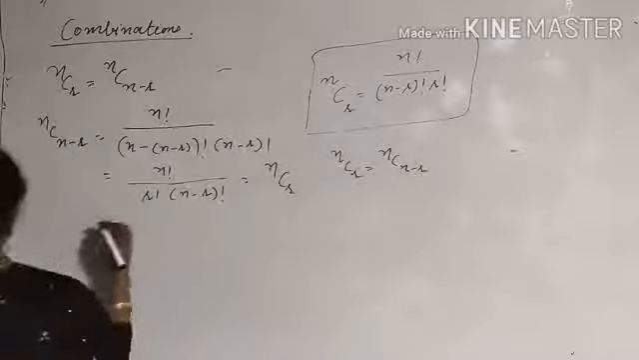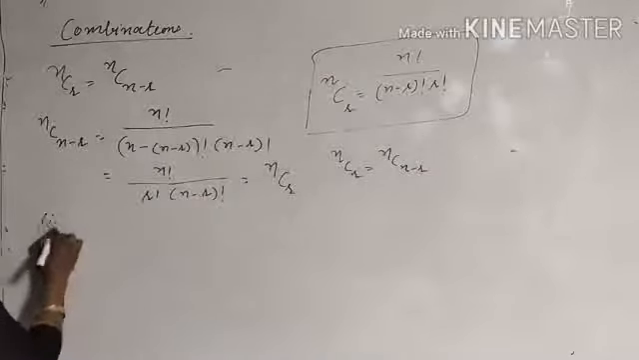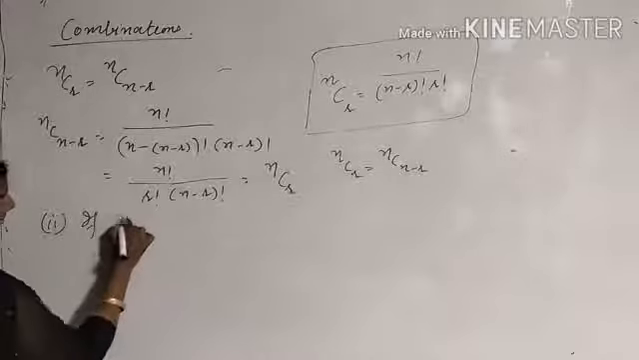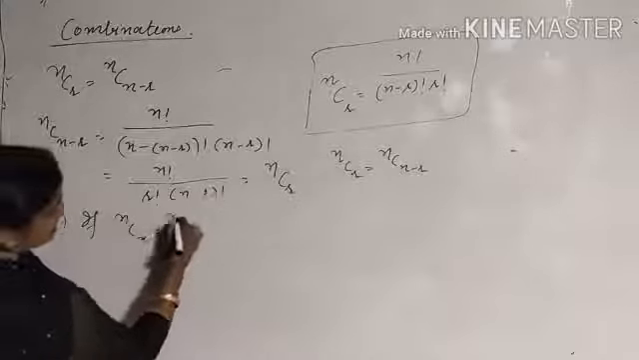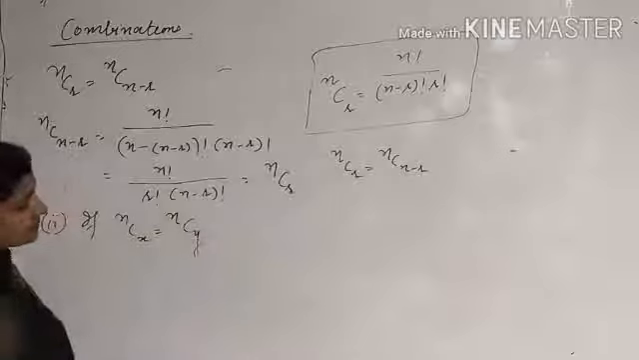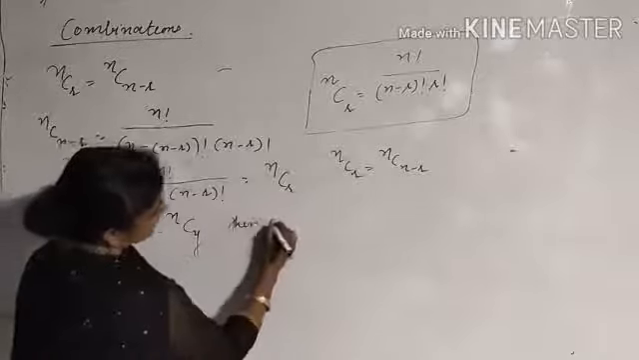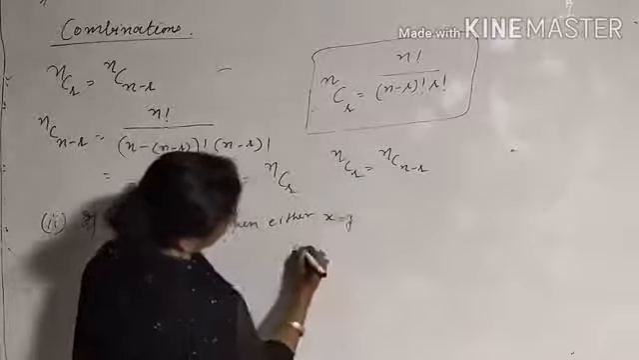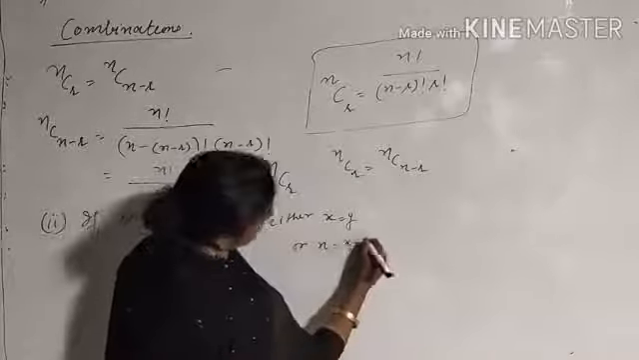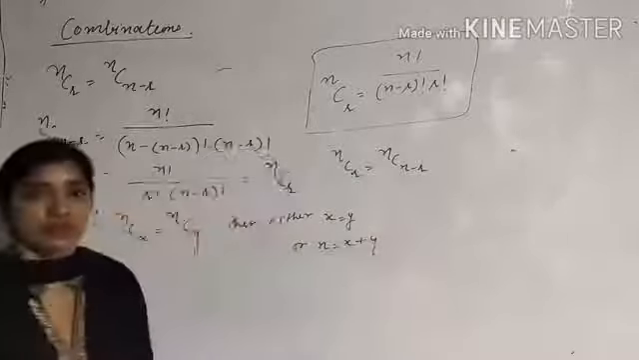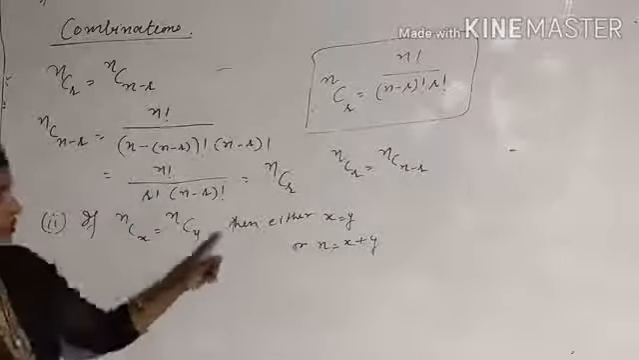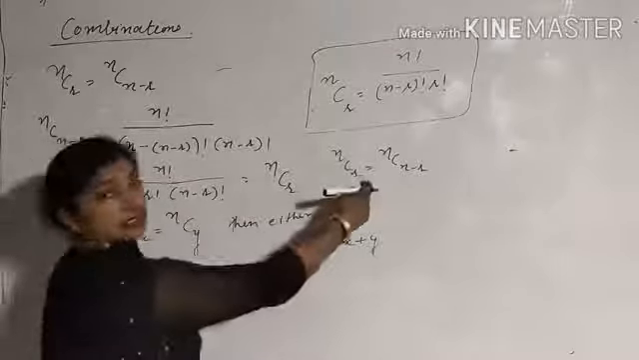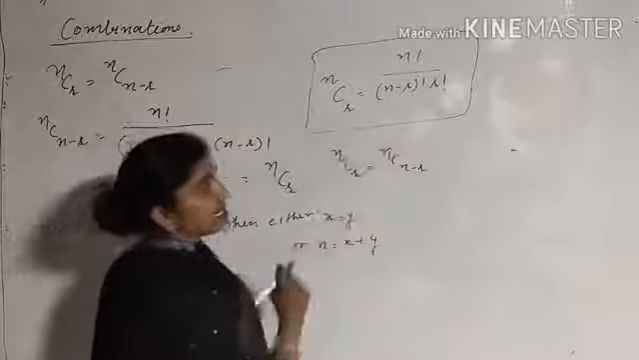The next, you can show that if nCx is equal to nCy, then either x is equal to y or n is equal to x plus y. Right? How do we prove it? With the help of this formula. You know nCR is nC(n minus R).